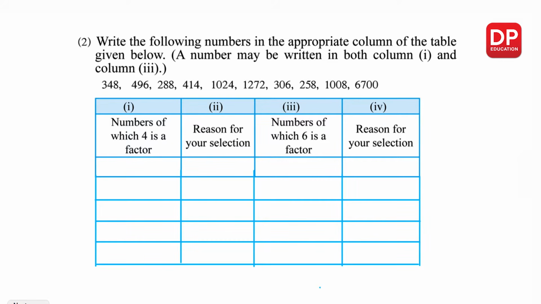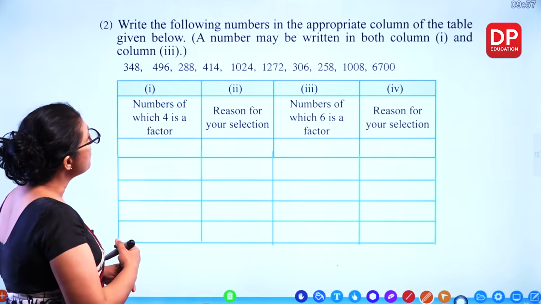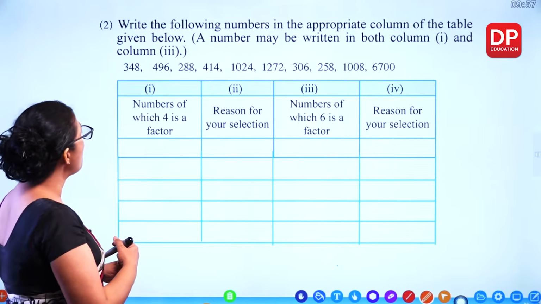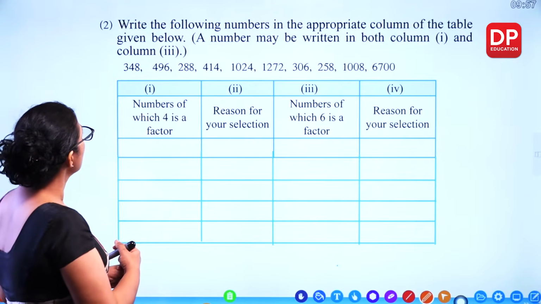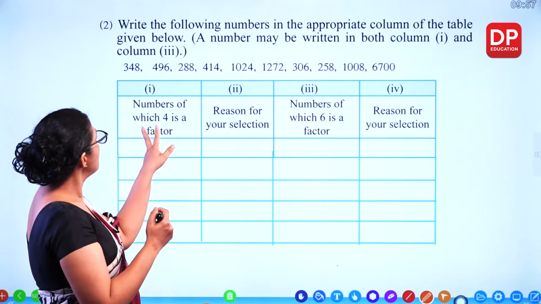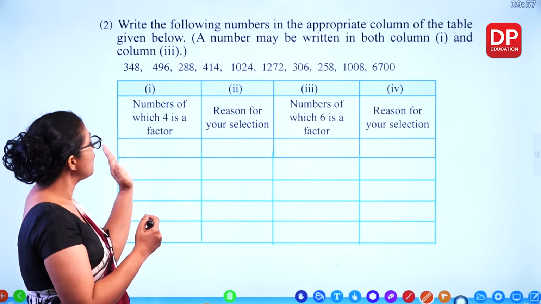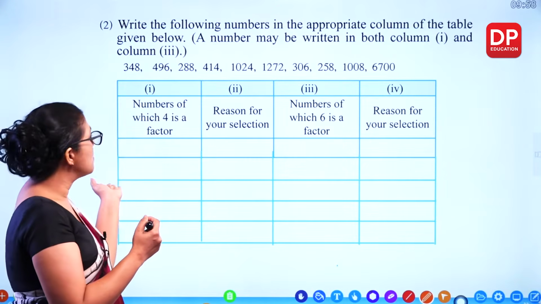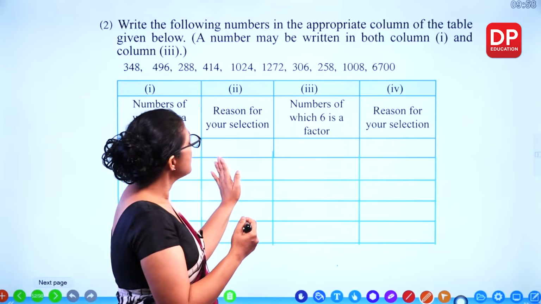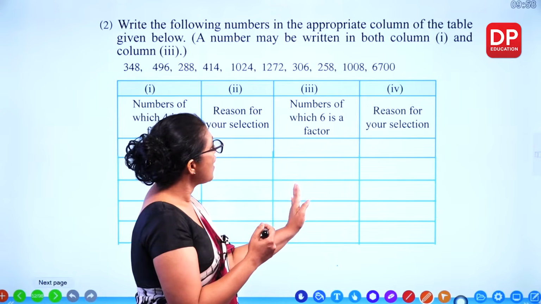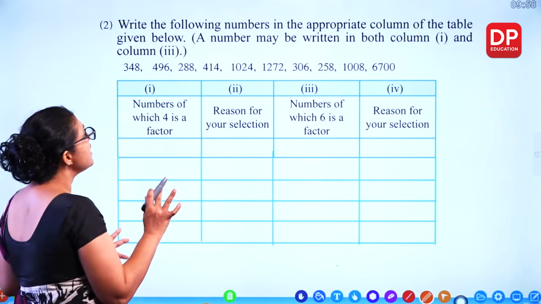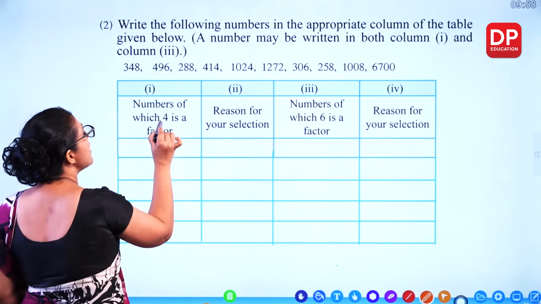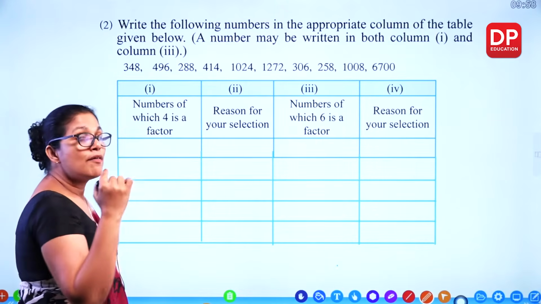Question number 2. Write the following numbers in the appropriate column of the table given below. A number may be written in both column 1 and 2, 1 and 3. So you need to check numbers of which 4 is a factor, that means divisible by 4, and numbers of which 6 is a factor. And give the reason.